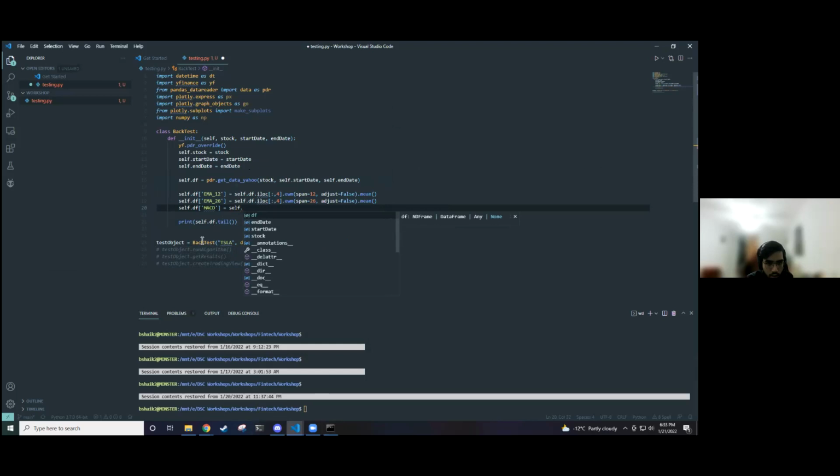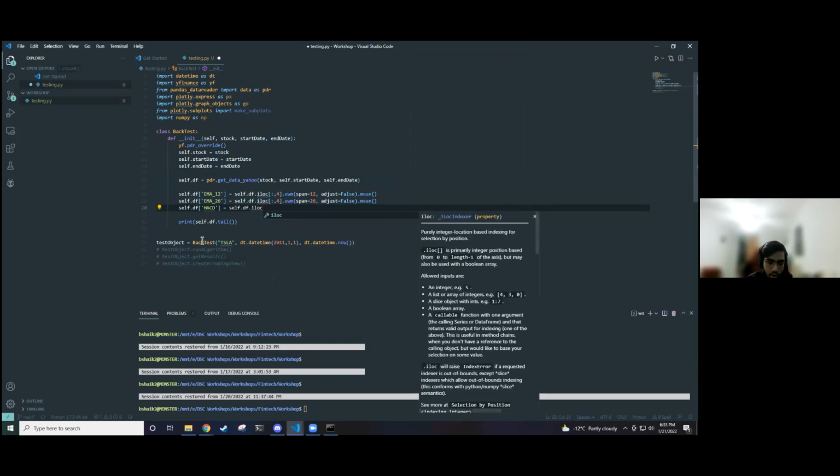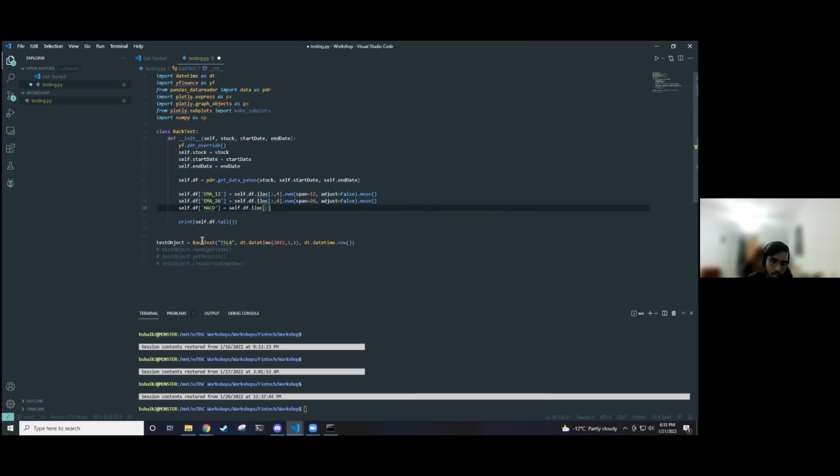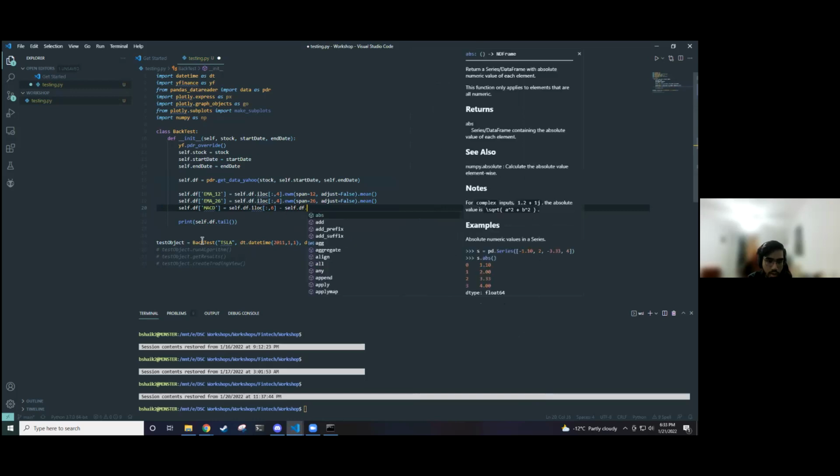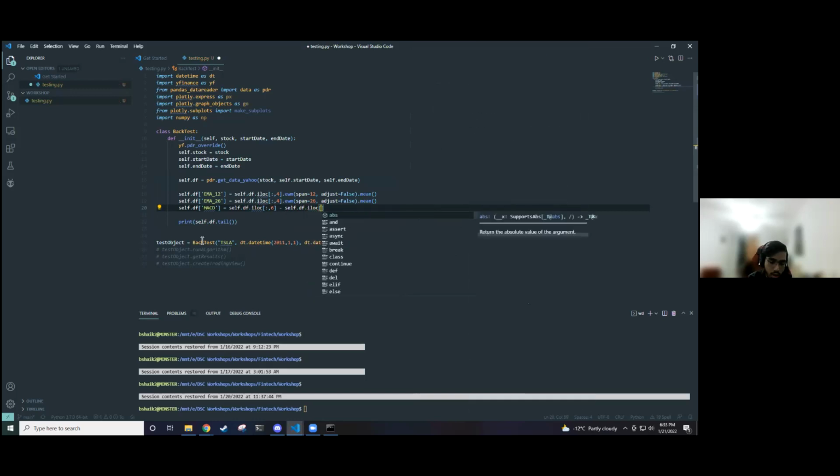So self.df.iloc, and you select the column the same way, and you say 6 minus the 7th. self.df.iloc, and you select the 7th column right like that. And now here you'll just have the difference right there as a MACD line. So now you have the MACD line ready.